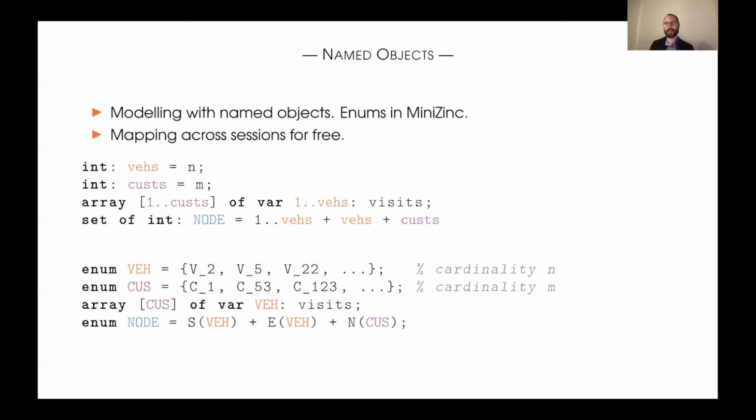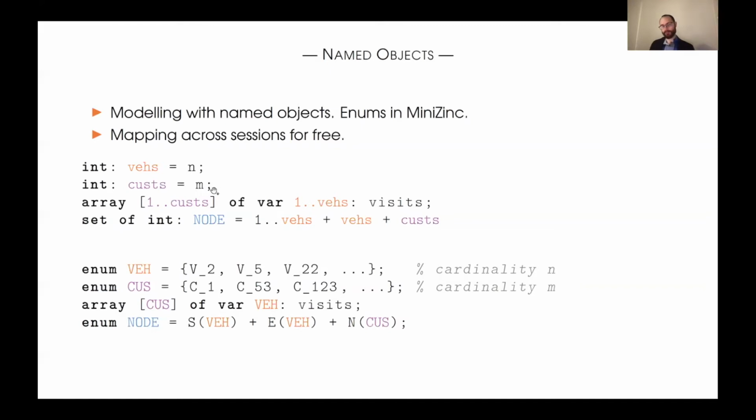That's modeling with named objects. So in MiniZinc, which is the language that we used when we ran the experiment, there's something called enums, right? So if you see here, we have the vehicles, number of vehicles, number of customers, right? This is a standard way of modeling. And then we want to model, okay, what vehicle visits that customer, right? So we have an array of the index set 1 to customers. Each of those indices is a variable of the domain 1 to vehicles, right? So now we can represent each vehicle and each customer like this.